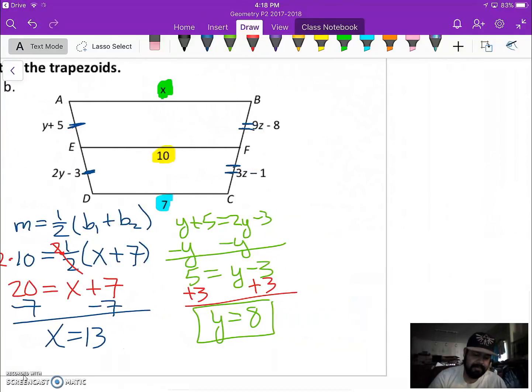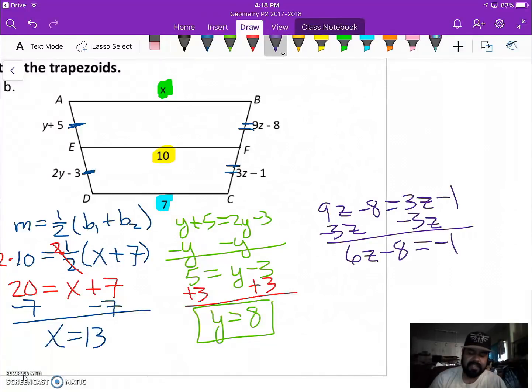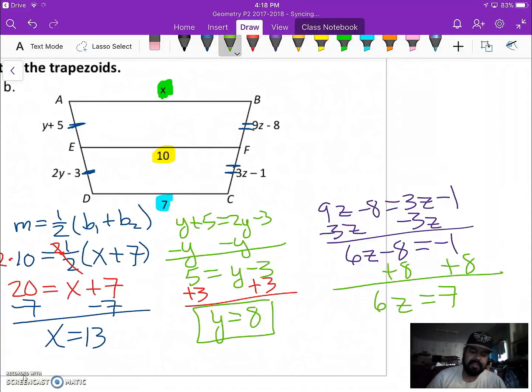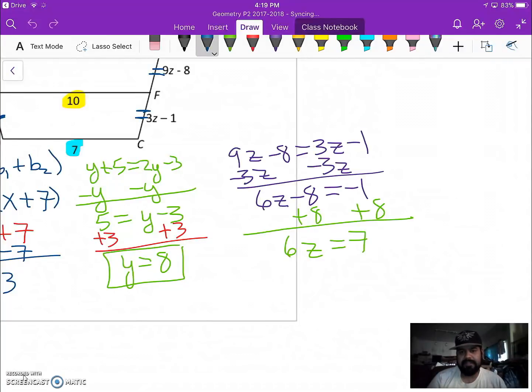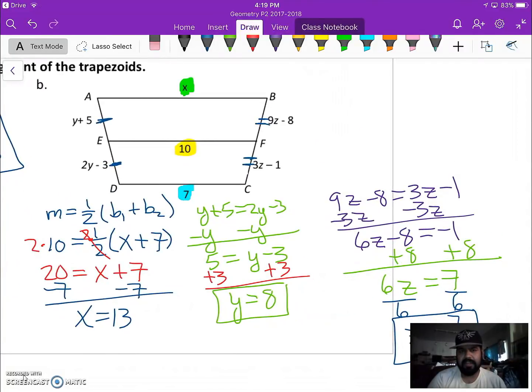Lastly, we need to solve for z. So z, we are going to say 9z minus 8 equals 3z minus 1. So I'm going to subtract my 3z, and I should get 6z minus 8 equals negative 1. No fear, we can add that 8 over to both sides. Since we have a minus 8, want to do the opposite. So then we get 6z equals 7. You're going to divide both sides. Oh, wait, Mr. T. 6 doesn't divide into 7. That's okay. You're allowed to have improper fractions. No fear. And there you have it. We have solved for x, y, and z for part B of example 4.